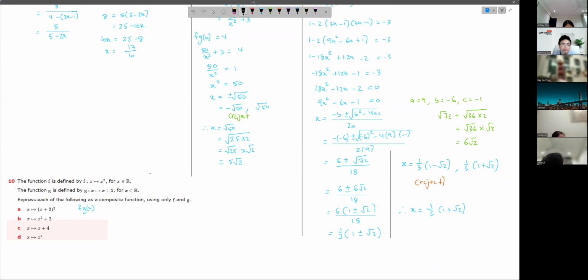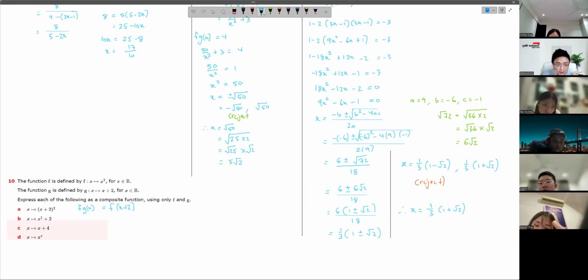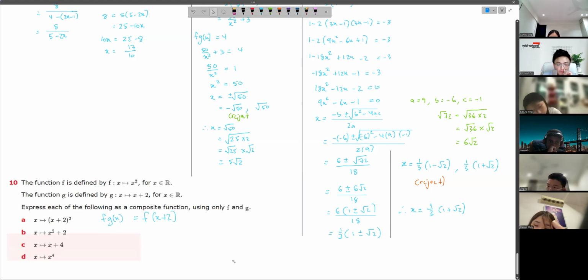So it's given that f is x squared, g is x plus 2. So g of x, how do you want to get x plus 2 squared? You substitute g into f, right? Because you see this, right? This is f of x plus 2. So if you substitute x plus 2 into f of x, you will get this one, x plus 2 squared.